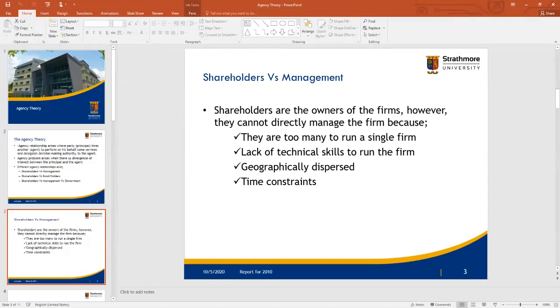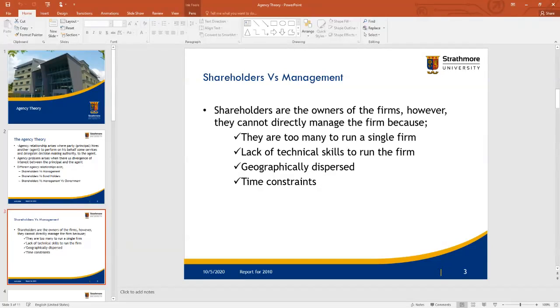And then you have the case of time constraint. You may not be able to commit yourself 100% to your business. So what do I do? I need to appoint someone else who is going to be there full time. Because of this and many other reasons, there is a need for the shareholders to appoint managers to run their business.